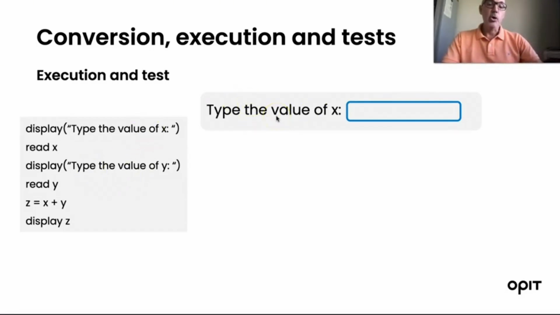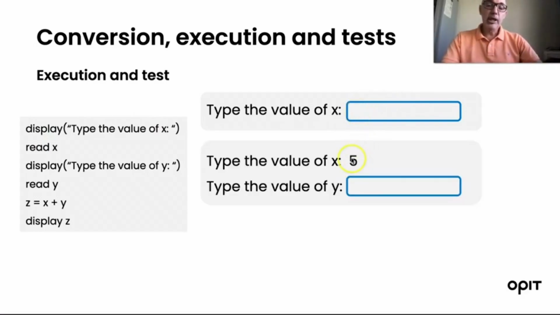This is what appears on the monitor of your computer. So the message "type the value of X" is written, and then the computer waits for the variable X to be read from the keyboard. So you see here that the computer is waiting for you to type something on the keyboard. Now suppose we type 5, then again the computer displays this message, "type the value of Y", and again expects the user to type the variable Y. That's why it gives you this input text to type something.